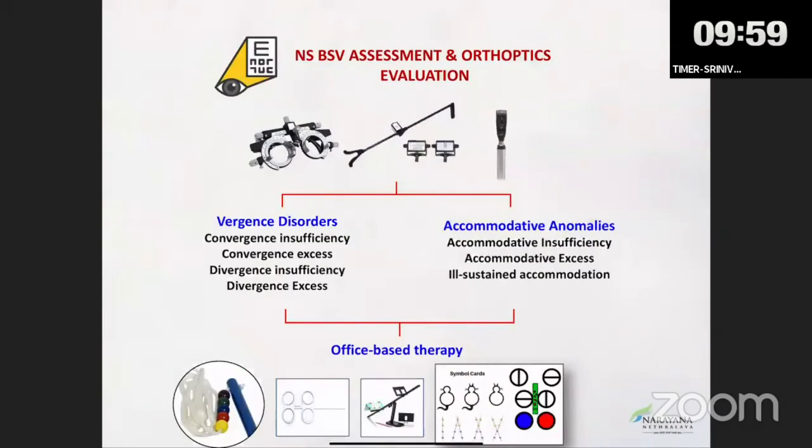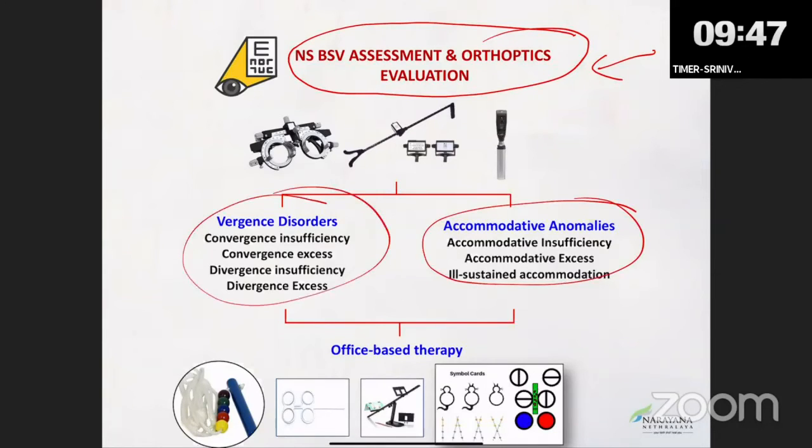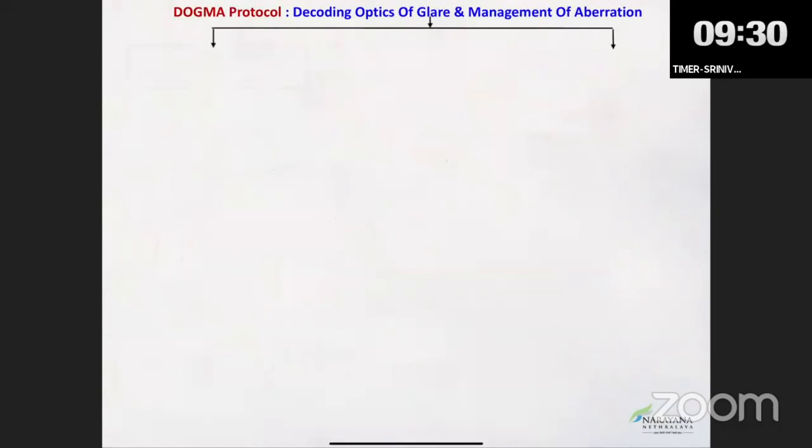So when a patient comes to you, before you move to anything else, make sure that you pick up somebody in your team who can do a very good orthoptics evaluation. Look for accommodative issues, look for vergence issues. Once you rule out these two issues, look at office-based or home-based exercises. These are flippers, symbol cards, block strings. This helps to bring a lot more strength to their ocular motility.